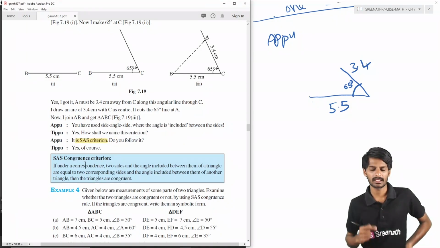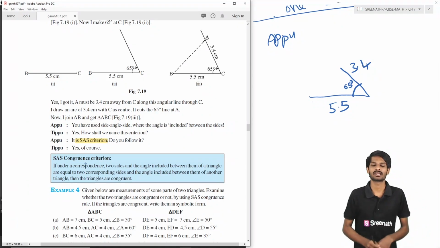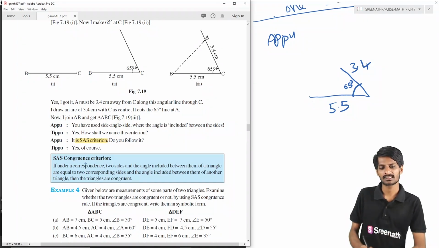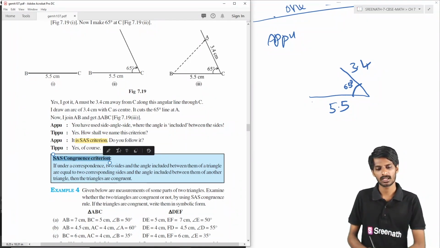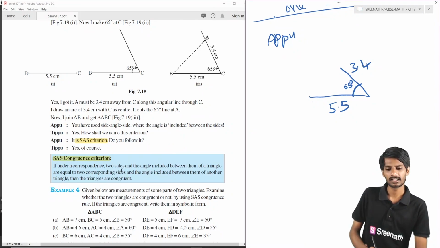One side, one angle and one side. So the angle is between the two side lines. If they are giving two side lines and the angle between the two side lines, that is called the SAS property, the SAS congruency criterion, students. So if two sides and the angle included between them in the triangles are equal, then we say that the two triangles are congruent.